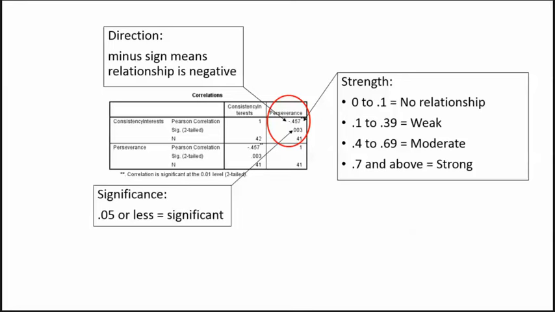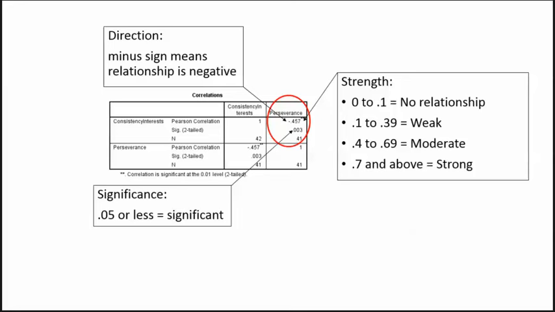To determine the direction, we look for a minus sign next to the number in the Pearson correlation line. If there isn't a minus sign, then the relationship is positive. To determine the strength of a relationship, we look at the number in the Pearson correlation line. Different researchers use different cutoff values for calling a correlation strong, but the information in the slide is consistent with most interpretations. That means the correlation in the example is moderate in strength.